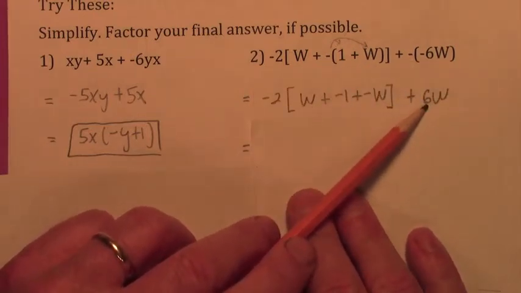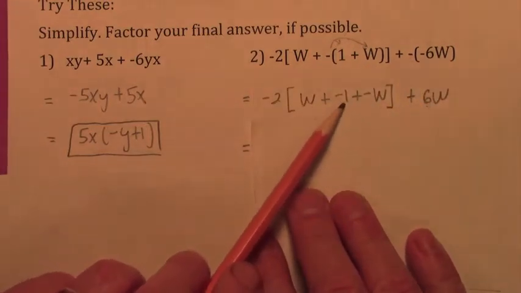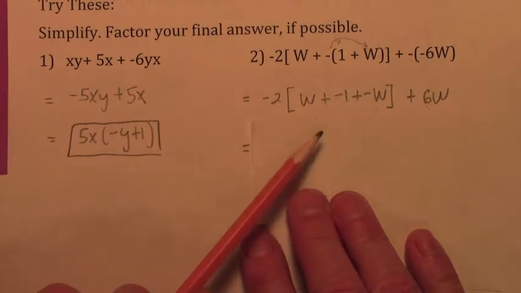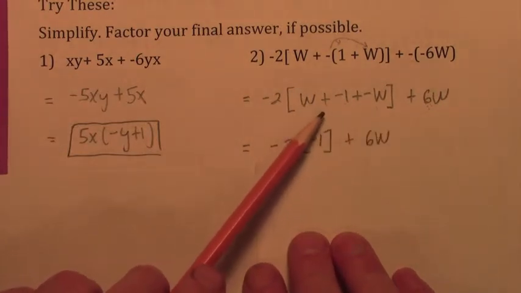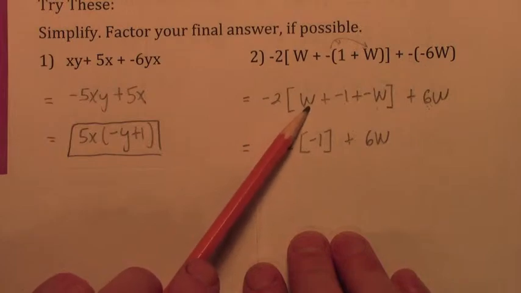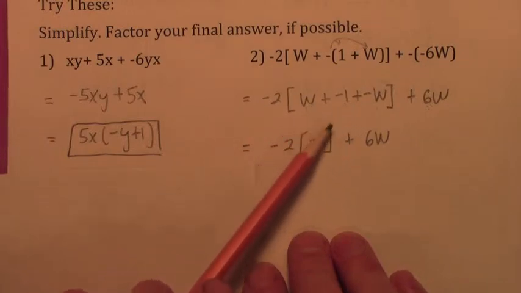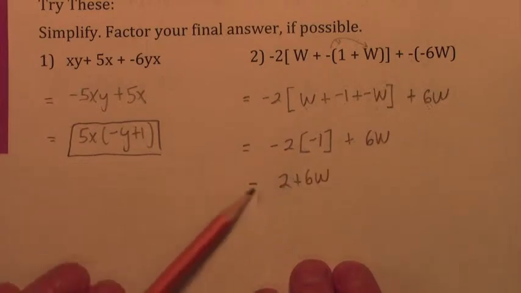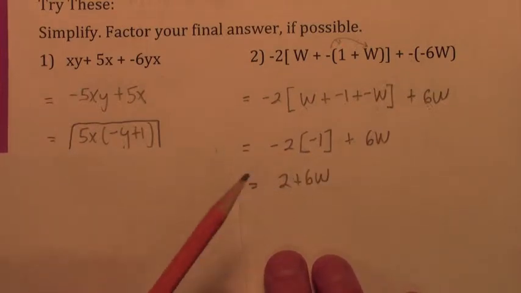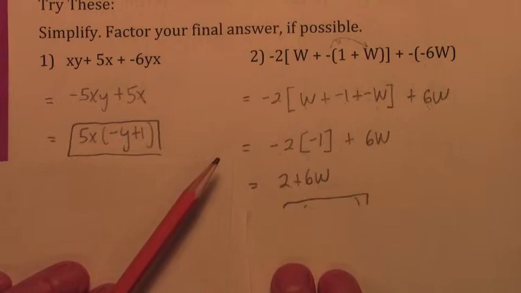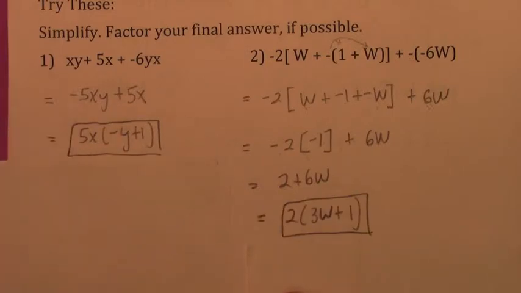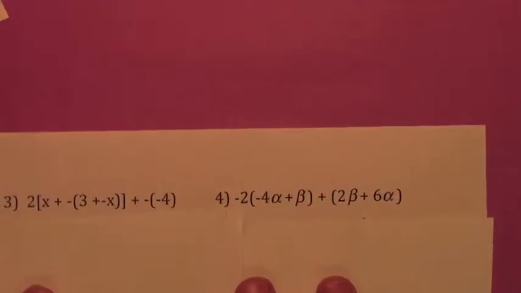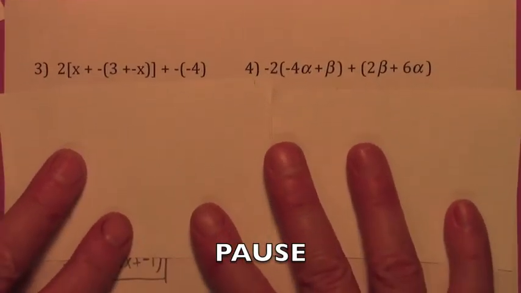And then here you get negative 1 plus negative w. What would you do now? Combine the w's? They actually cancel, don't they? W plus negative w, they cancel, so you just have negative 1 inside. Negative 2 times negative 1 is 2, so you get 2 plus 6w, and it asks you to factor your final answer, so you'd write it as 2 times the quantity 3w plus 1. Hit the pause button and try these two.